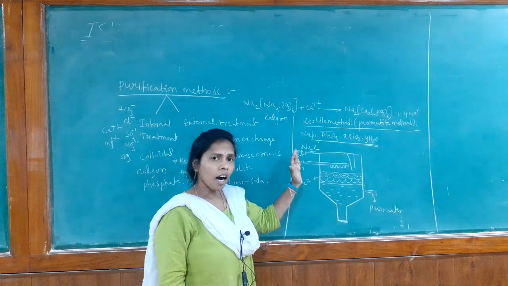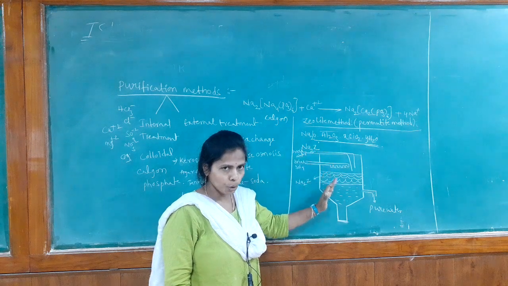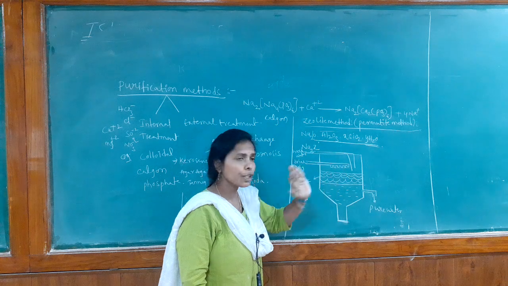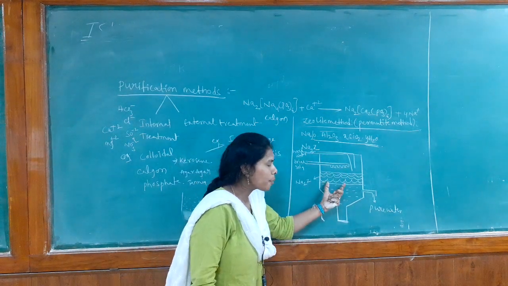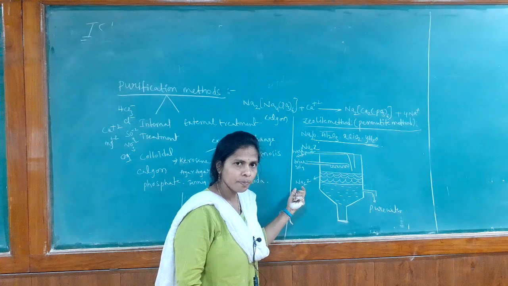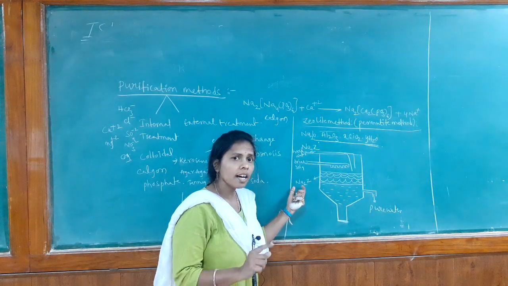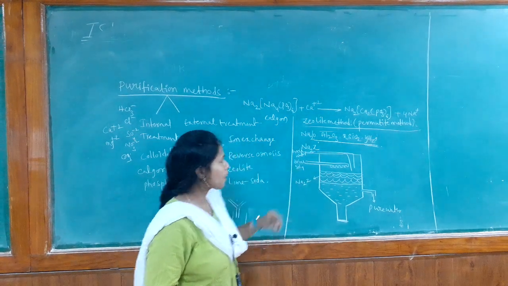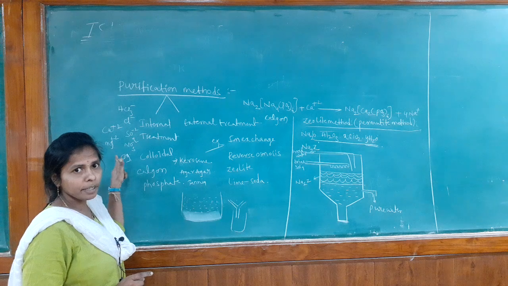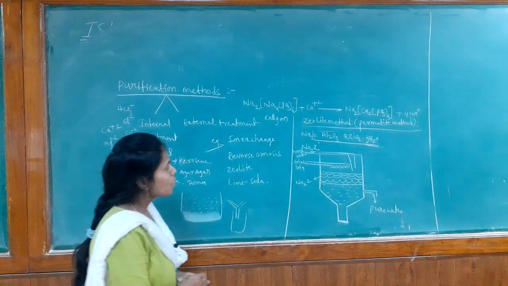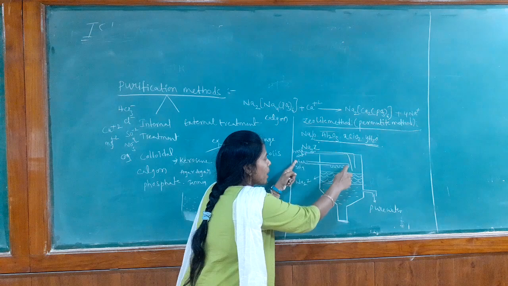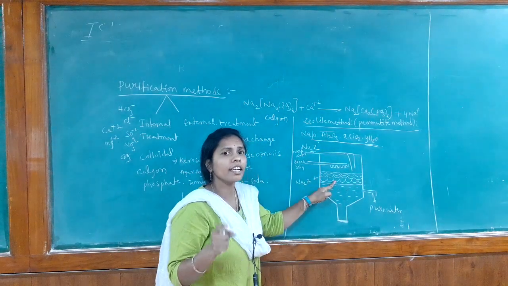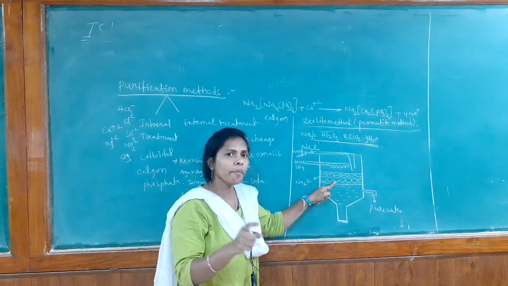Initially the hard water sample is passed through the zeolite bed. The zeolite bed has sodium ions, and these sodium ions are replaced by the cations in the water sample. The hard water sample has calcium plus 2 and magnesium plus 2, so when it passes through the zeolite bed, the sodium ions in the bed are replaced by the calcium plus 2 and magnesium plus 2.